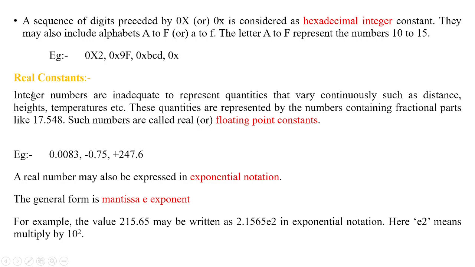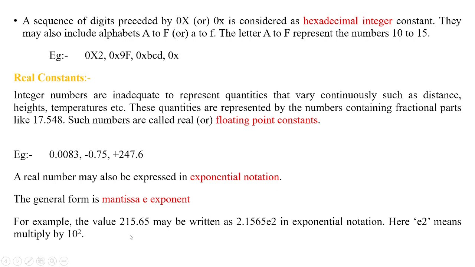Real constant. A real constant means it will have a decimal point number, that is, a fractional part will be there. For example, 17.548 is a real constant. We can also call it floating point constants. The notations that we use are decimal as well as exponential notation.